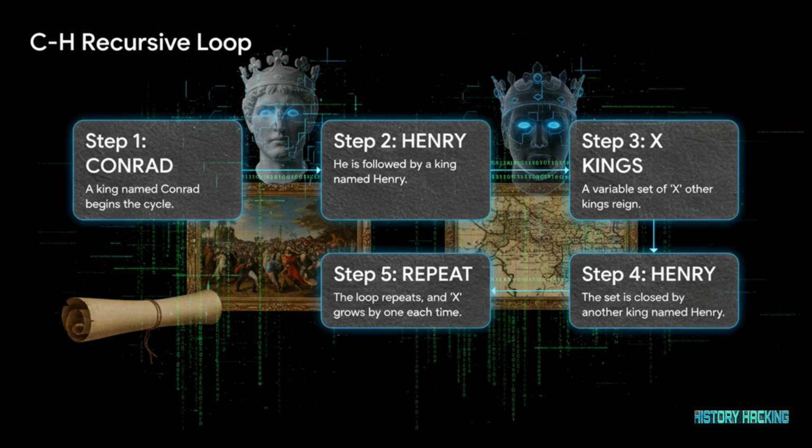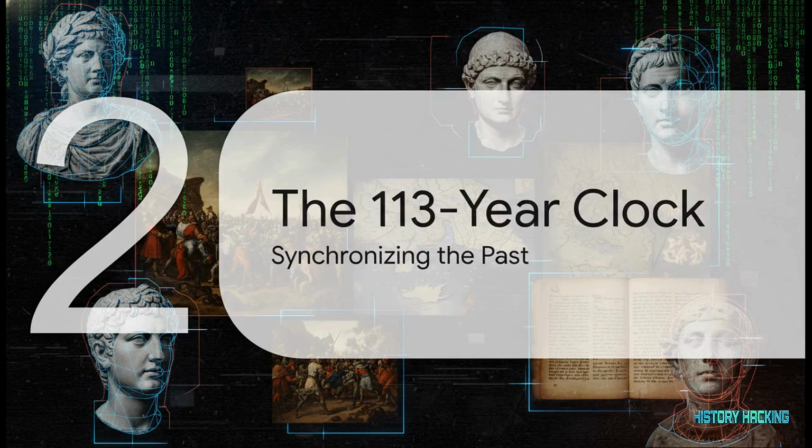Step 1, a king named Conrad kicks things off. Step 2, he's immediately followed by a king named Henry. Step 3, a bunch of other kings, we'll call them X, get their turn. Step 4, the whole set is closed out by, you guessed it, another Henry. But here's the kicker, the whole loop repeats, and each time it runs, the number of X kings in the middle grows by exactly 1. That is not how normal history works. That's code.